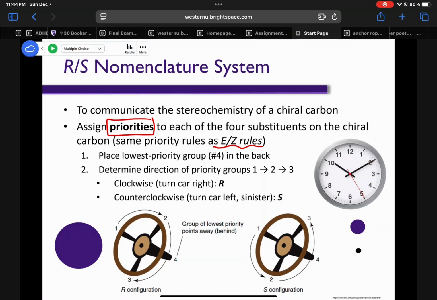Well, that's rule 1. Rule 2 is if they tie, keep going. And rule 3 is if you have double bonds, count that one twice. But the same rules apply. So we assign priorities. And then, very important, we place the lowest priority group pointing away from us. And then we look at priority 1, 2, and 3. And we need to see, does it move in a clockwise direction?